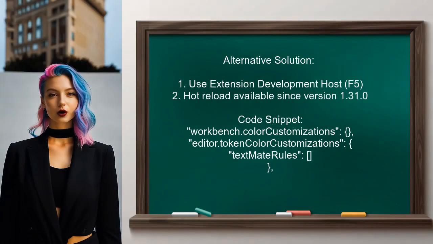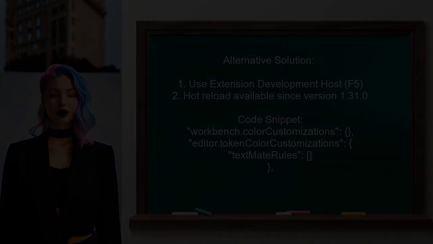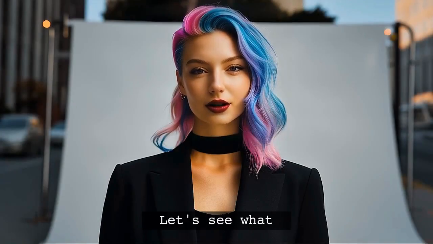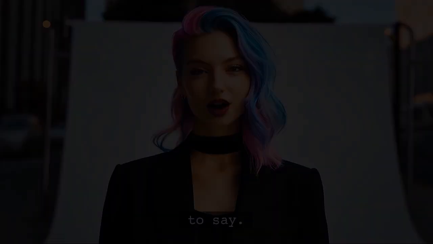An alternative solution shared by another user highlights that since version 1.31.0 of VS Code, hot reload is available for themes when using the extension development host. This allows you to see style changes immediately without restarting the editor. To enable hot reload, you can edit your settings.json file. After your theme is ready, simply move the content to see the changes reflected instantly. That's all for that response. Let's see what someone else had to say.